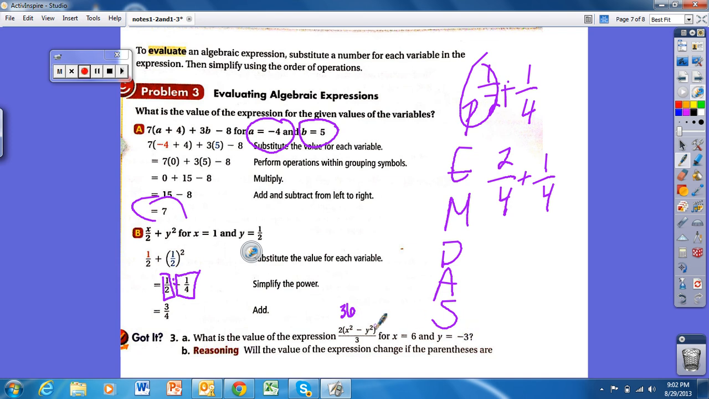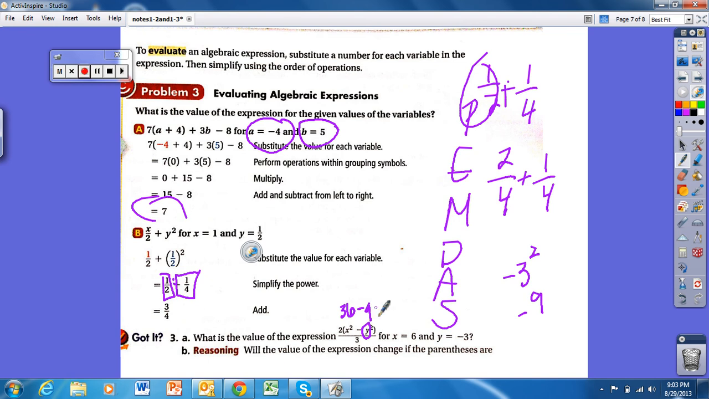When you plug in negative 3 for y squared, this is tricky because if you type this on a calculator, it's going to tell you that the answer is negative 9. That's not what this question is asking. It wants you to take the value for y and multiply it by itself. So if you do negative 3 times negative 3, that would give you positive 9.